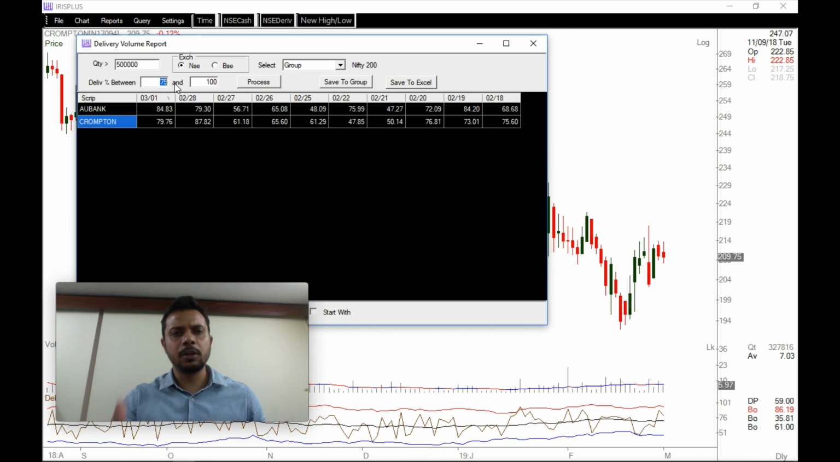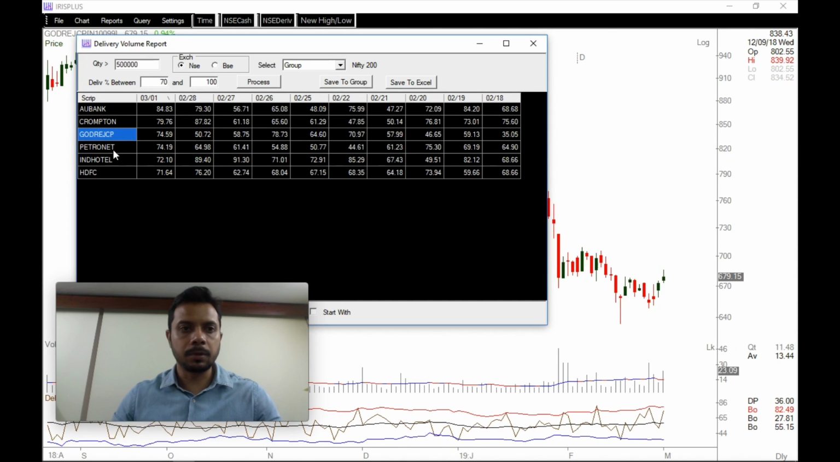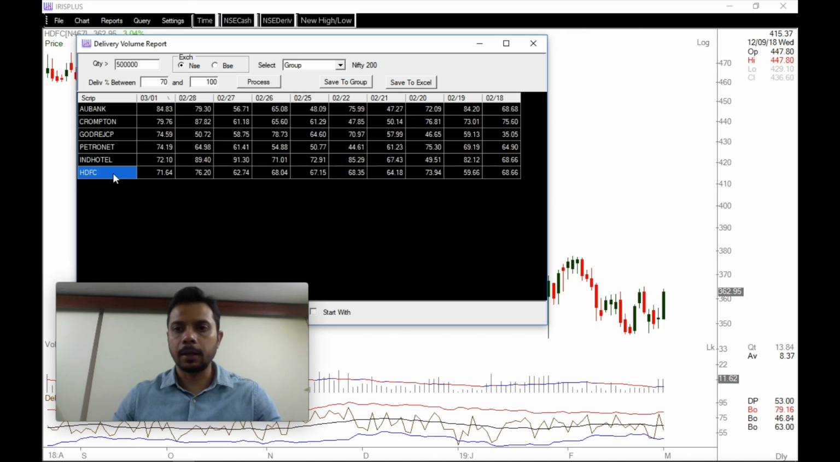Just to get a slightly longer list, let me make it 70%. That's better. And let's sort it out. AU Bank, Crompton, Godrej CP, Petronet, Indian Hotel, and HDFC. So what we have are around 6 names. Delivery percentage is greater than 70%. Now what you can do is you can now check.